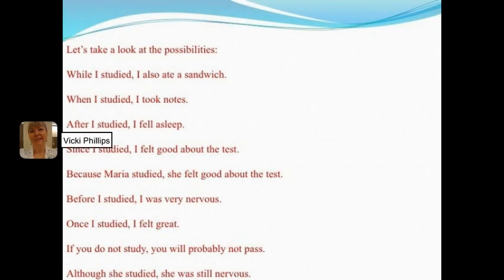All right, on this slide we're going to look at the possibilities. First, we see that we start with the dependent clause, while I studied. Notice we also put a comma after our phrase, and then we link it with the independent clause, I also ate a sandwich. We can say on the next one, when I studied. Again, that's our dependent clause. We have our comma. When I studied what? Well, we could say I took notes, I fell asleep, I felt good about the test, I ate a sandwich.